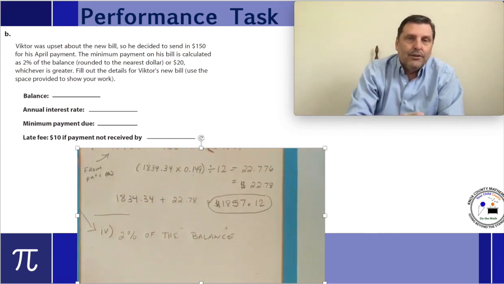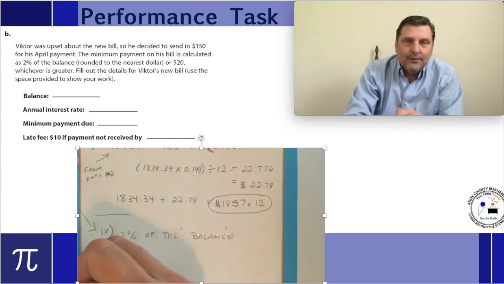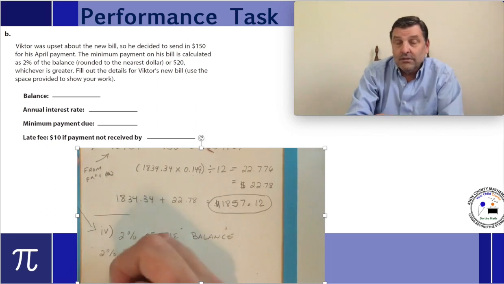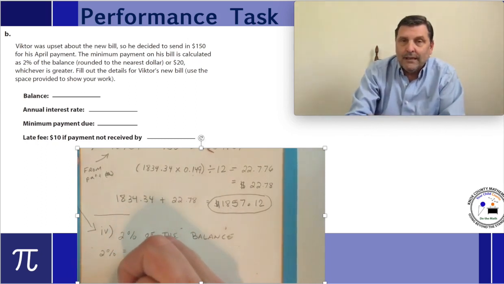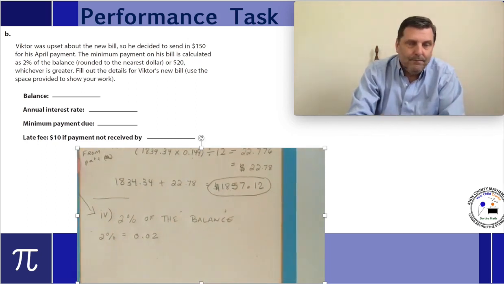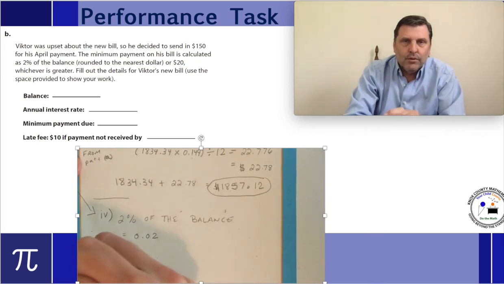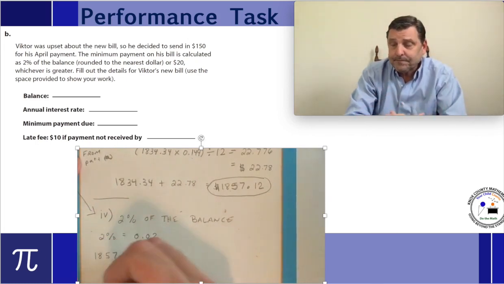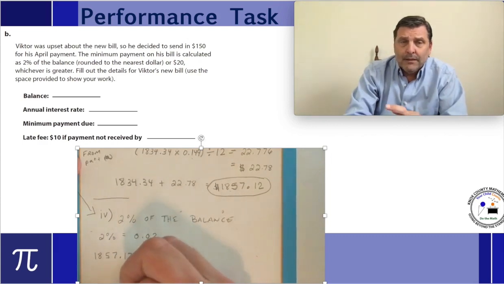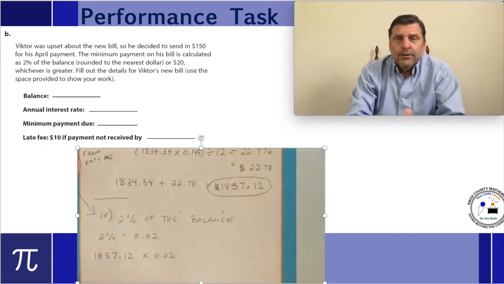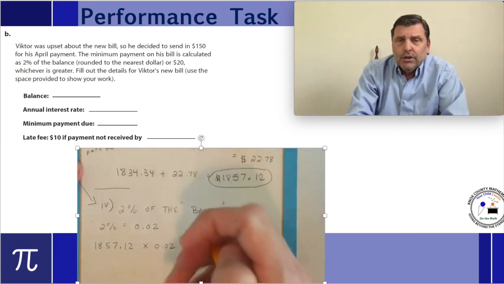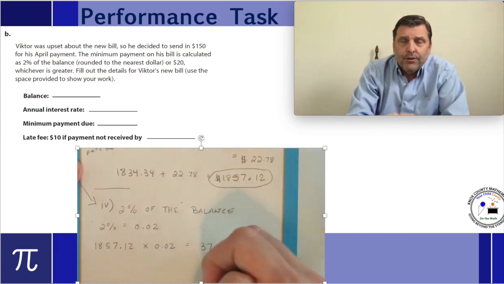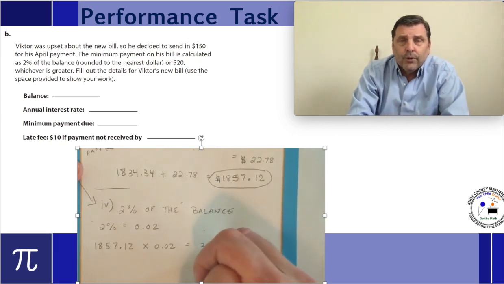What would that be? 2% of $1,857.12. It's a small amount, but it's still an amount that he's got to pay as a minimum payment. 2% of $1,857.12, we're going to multiply by 0.02, and we get an amount of 37.142.